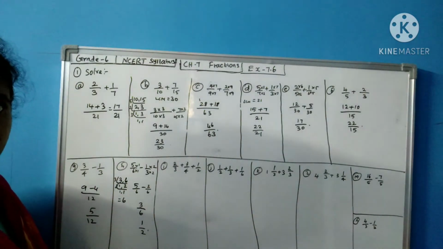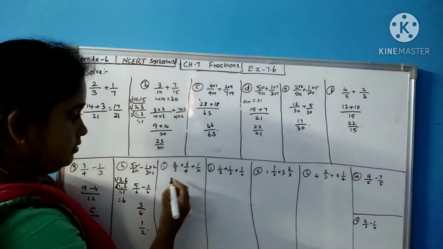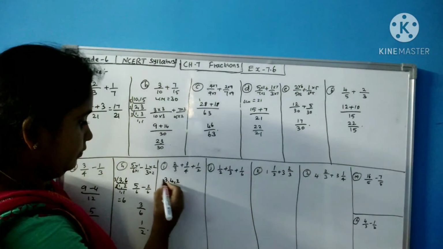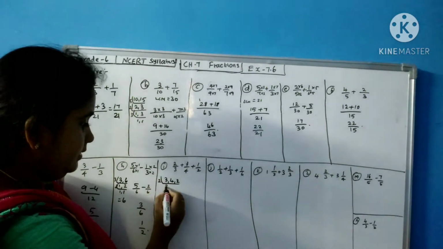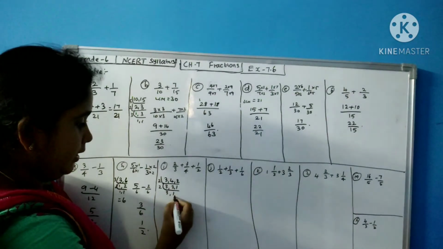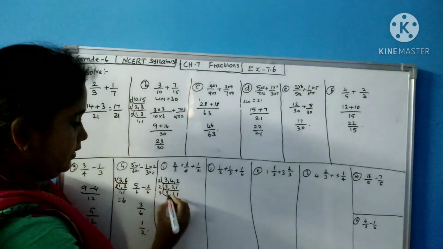Okay, 1 3s are 3, 2 3s are 6. Hope you understand. Next one, you have 3 fractions. So what you will do, you take the LCM of 3, 4, 2. 2 table 3, 2 2s are 4, 1 2s are 2. Again 2 table 3, 1 1. Again 3 table 1 1 1. 2 2s are 4, 4 3s are 12.